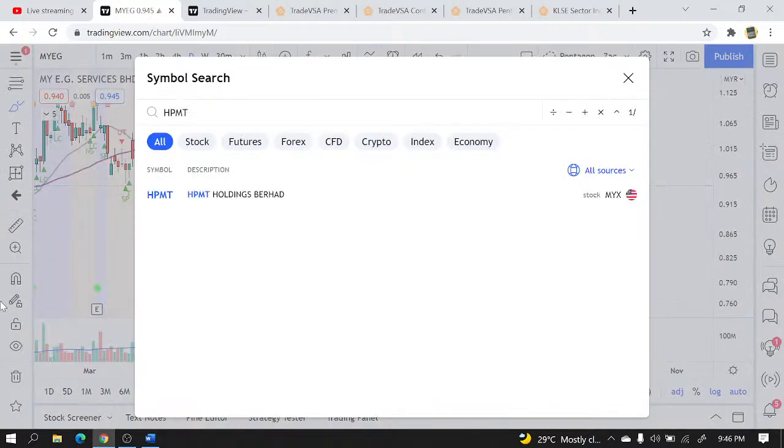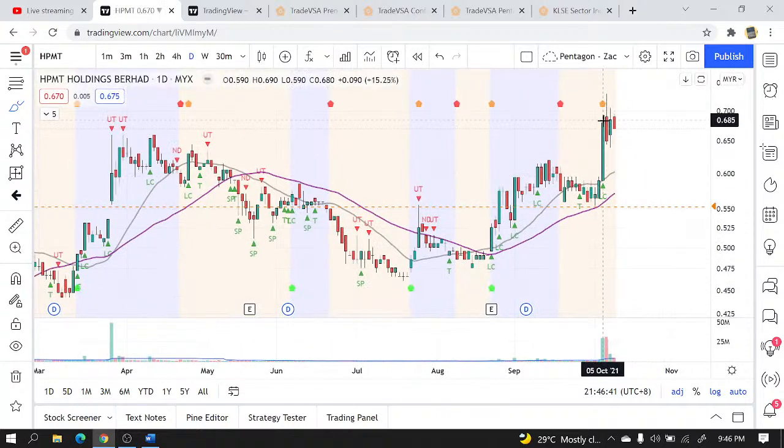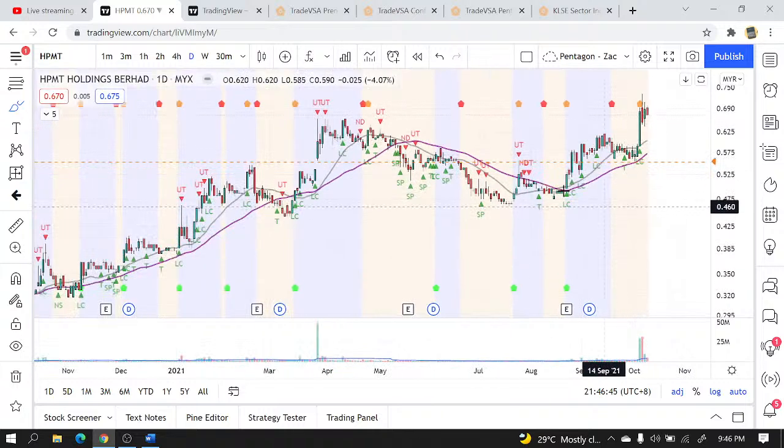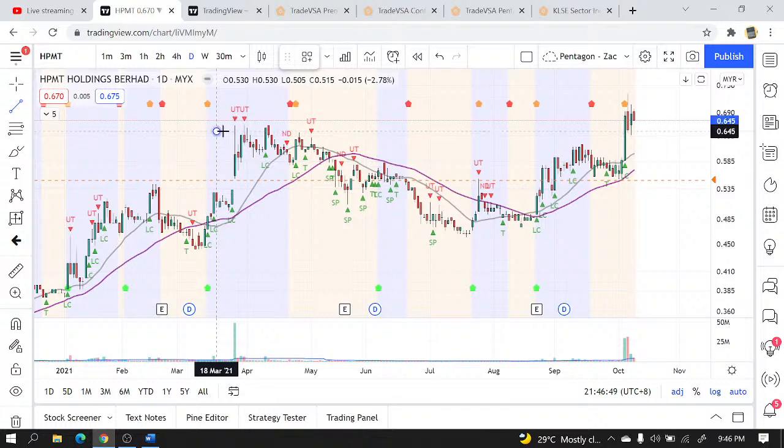HPMT, yes, correct. HPMT is also the same. It hits with a weakness bar, but so far it hasn't really followed through. So let's look into this. Okay, still holding well, still holding well.